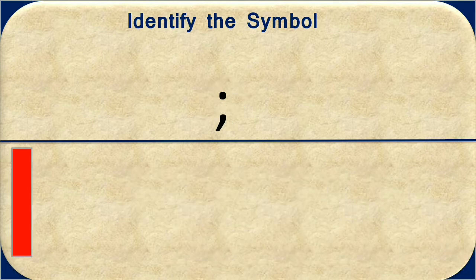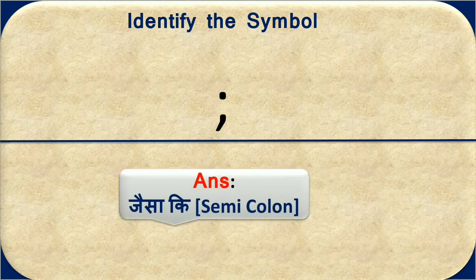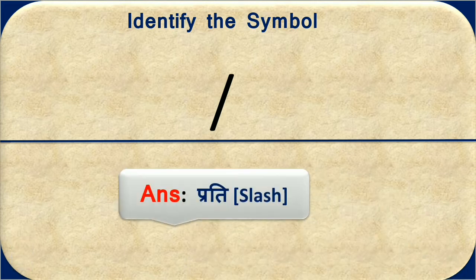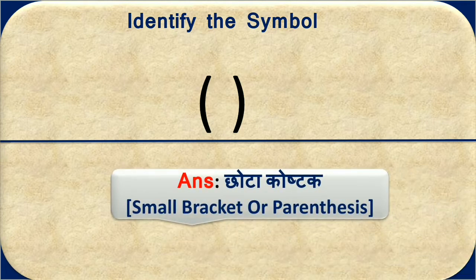Identify this symbol. This symbol is of semicolon, jaisa ki. Identify this symbol. This symbol is of slash, prati. Identify this symbol. This is a well-known symbol. Identify it. This symbol is of small bracket or parenthesis. In Hindi we call it as chota koshtak.